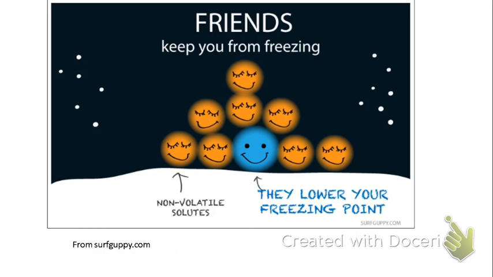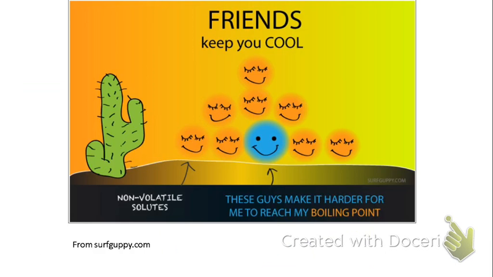Here's a couple of pictures to help you remember. Friends keep you from freezing. So the water molecule is represented by the blue and the non-volatile solutes by the happy little sleeping orange balls. Friends also keep you cool. The orange little balls represent non-volatile solutes, and the blue happy molecule is water.